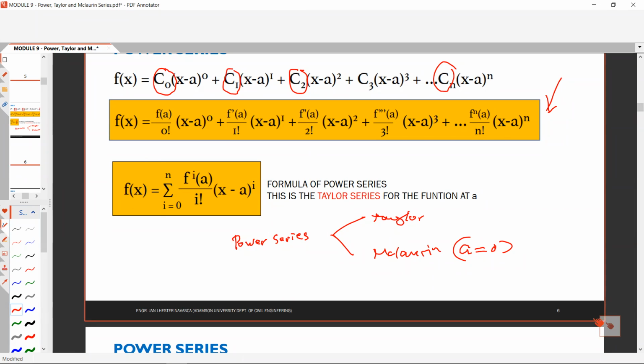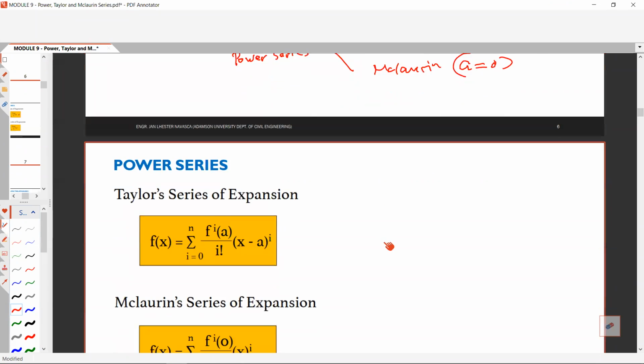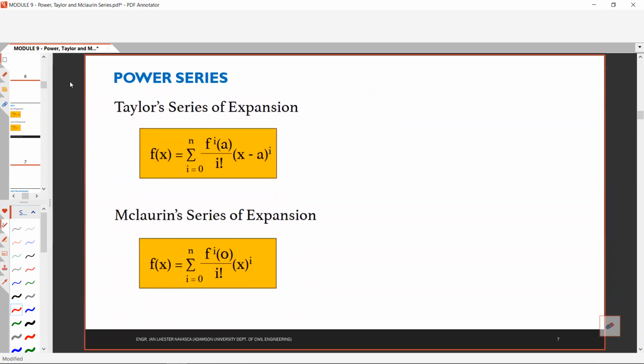Okay? So yes, so let's start. The formula for power series. So for power series, the Taylor series of x minus a, this one, okay, pansin nyo, centered at a. So a is not equals to 0. For the Maclaurin series, the same formula, okay, the same formula.